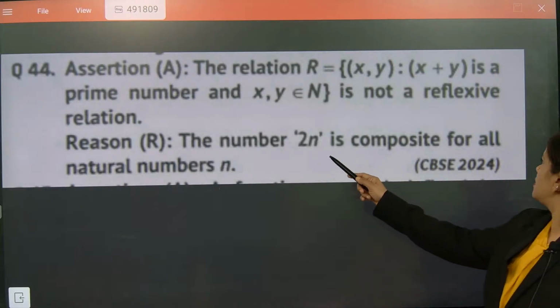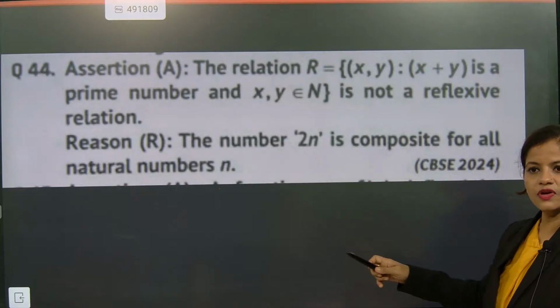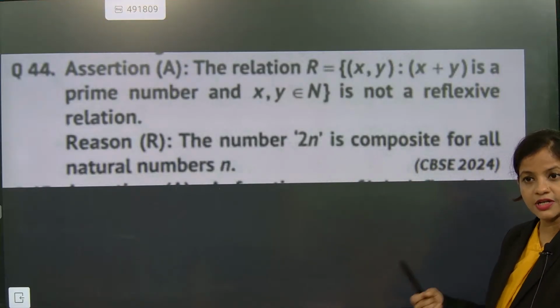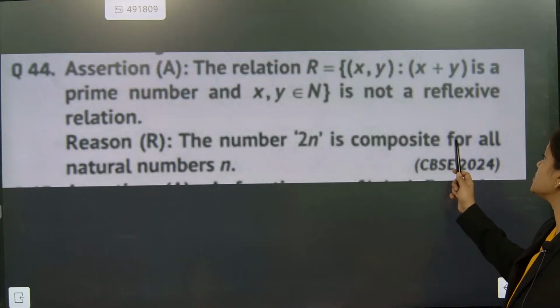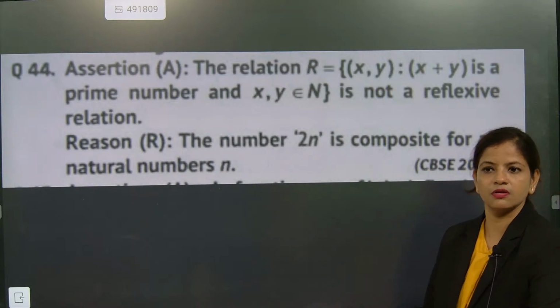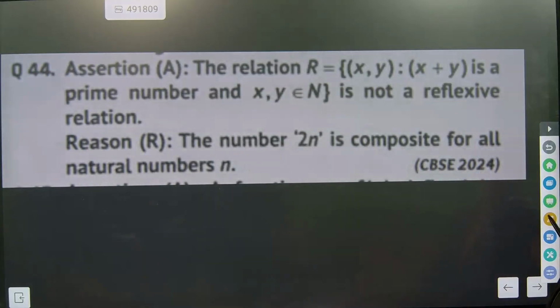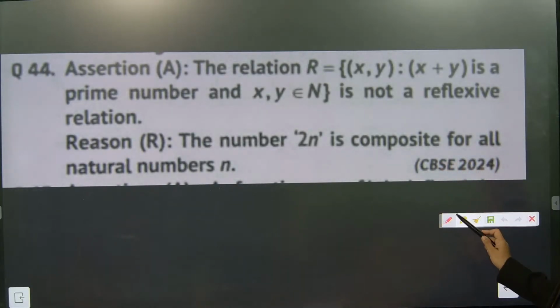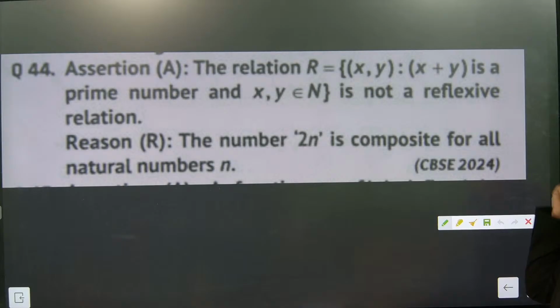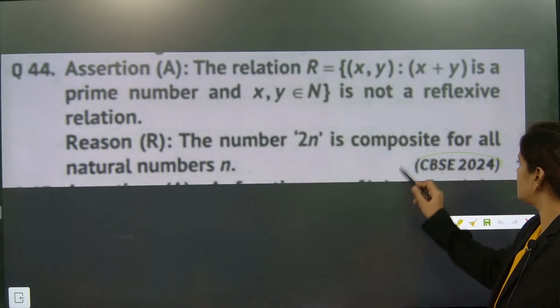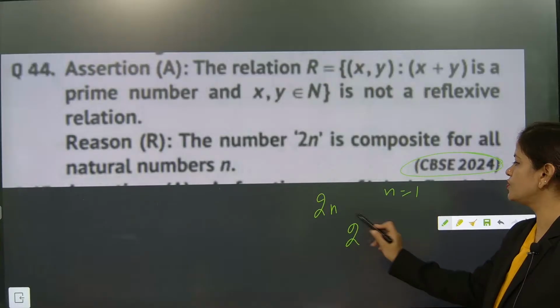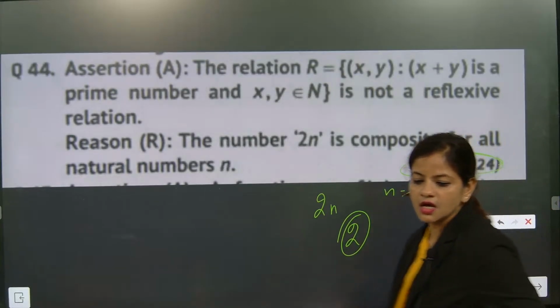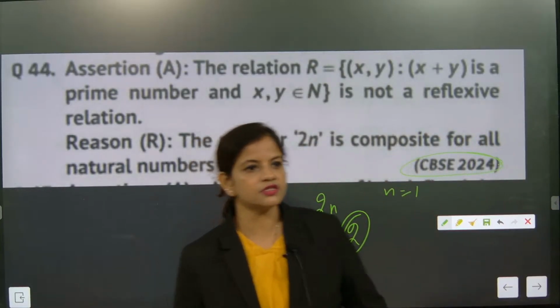Here, if you write 2 into 1, it is not a composite number. It is 2, and 2 is a prime number. But they are telling the number 2n is composite for all natural numbers n. No, no. The first natural number itself starts with 1. This question means you will kill it if you are a little alert. So here 2n, start n with 1. It is 2. 2 is not a composite number, it is a prime number. So 100% here itself is the situation.